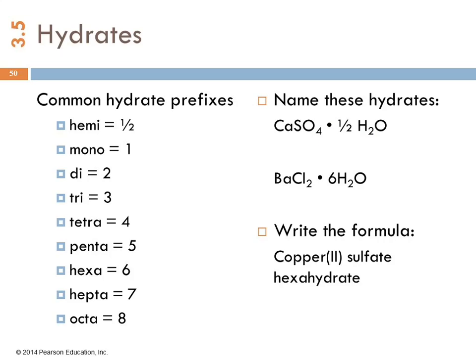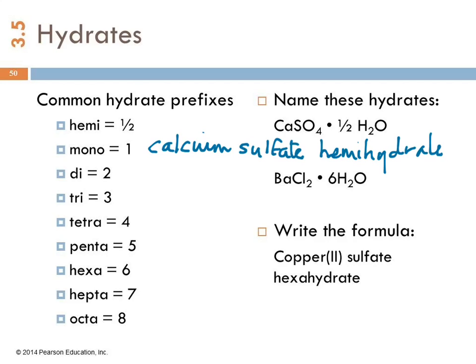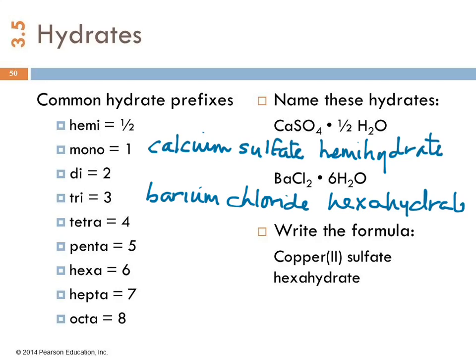So let's name these guys. CaSO4 dot 1/2 H2O. Calcium sulfate. And what do we do with the half? Hemihydrate. Hemi and semi, kind of alike. No Roman numeral because calcium is in group 2A, doesn't need one. What's this guy? Barium chloride. Hexahydrate. So these compounds have 3 names. Sometimes people go by 3 names too.